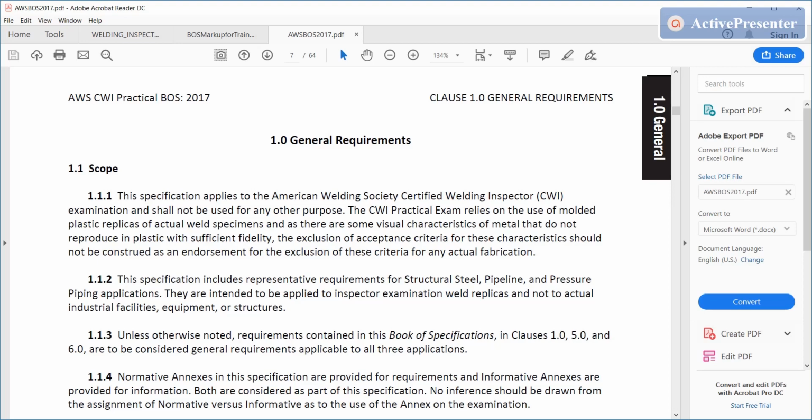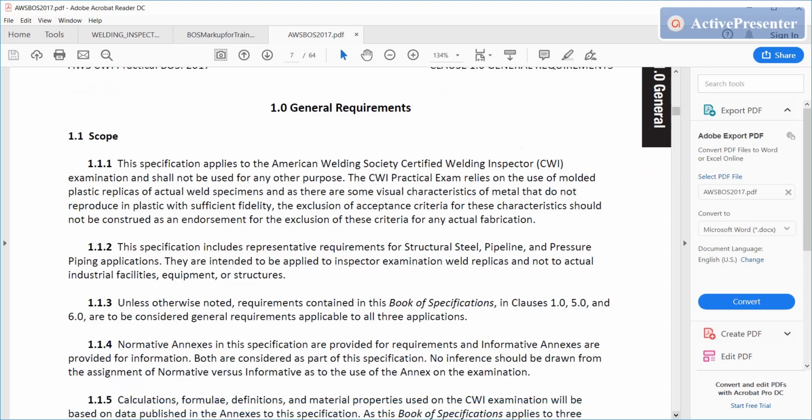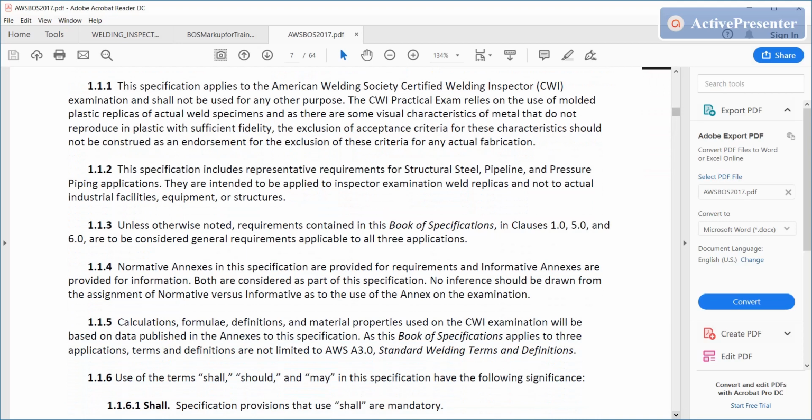Paragraph 114, normative annexes are provided for requirements. Informative annexes are provided for information. I suggest you go back and look at what the annexes are and be familiar with them. Of course, if you have any questions about them, feel free to send me a message.